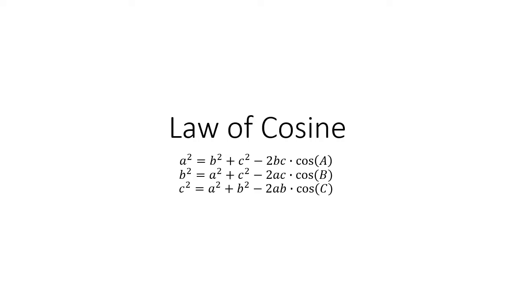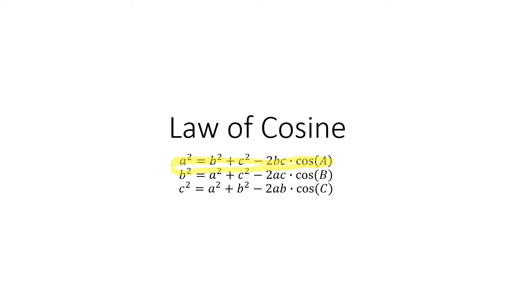Here we have the law of cosine. I know you see three different equations, but it's actually the same law, just written three different ways. Here we have a squared is equal to b squared plus c squared minus 2bc cosine a.